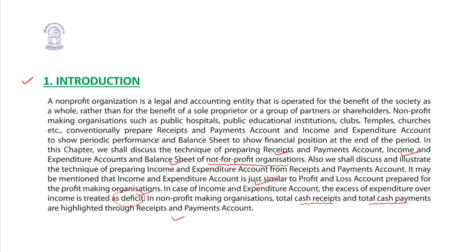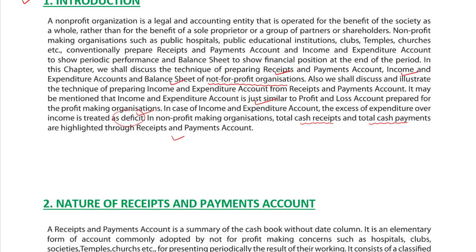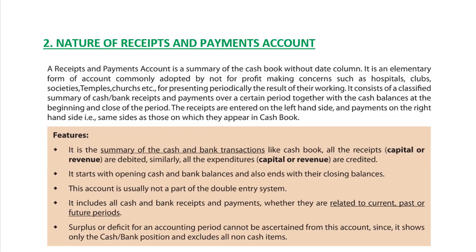In not-for-profit organizations, instead of preparing cash account, we'll be preparing receipts and payments account, and instead of preparing profit and loss account, we'll be preparing income and expenditure account. Nature of receipts and payments account. A receipts and payment account is a summary of cash book without date column. It is an elementary form of account commonly adopted by not-for-profit making concerns such as hospitals, clubs, societies, temples, churches, etc. for presenting periodically the result of their working.